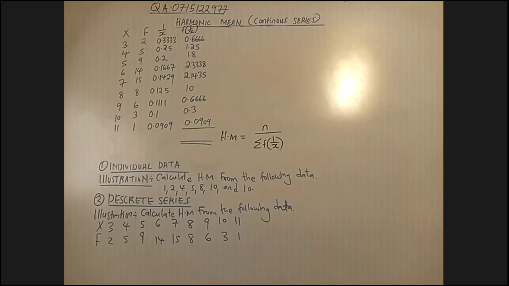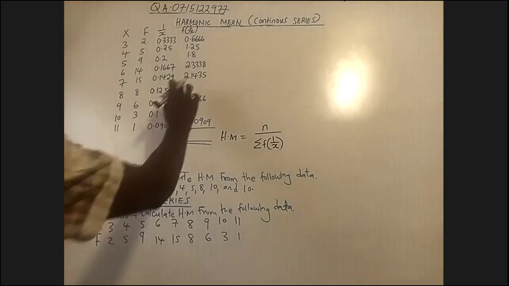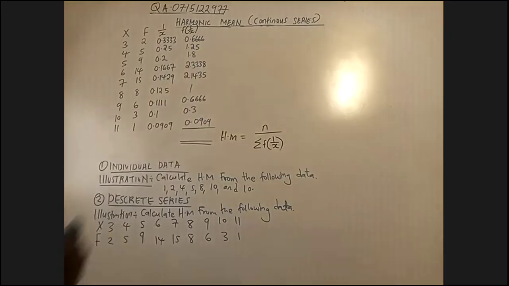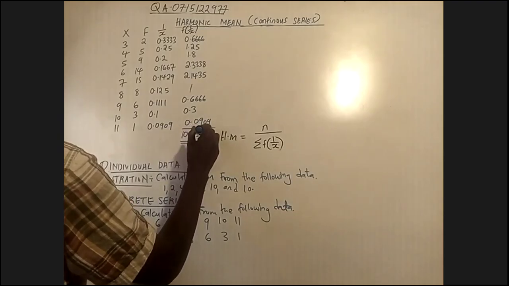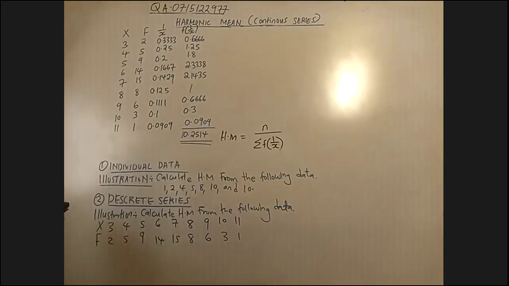0.125 times 8 is 1, not 10. Yeah, I'm saying here it is 1. Yeah, it's 1. Number 10 points. Are you getting that answer?